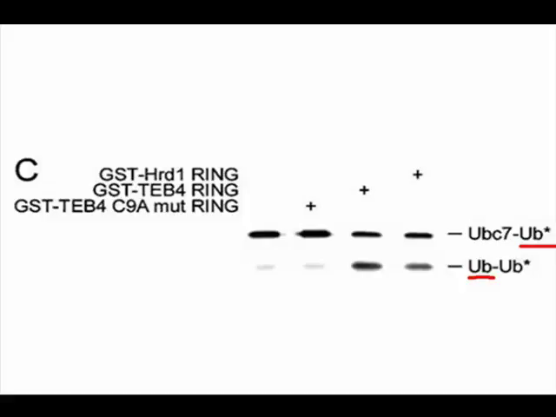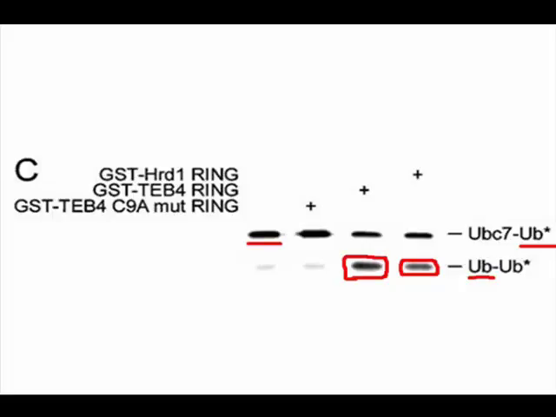The leftmost reaction shows a negative control with no ring domain, showing that the majority of the fluorescently labeled ubiquitin resides with UBC7. The rightmost lane shows the positive control, where HRD1 ring, a previously proven E3 ligase, is used and is able to catalyze the transfer of the fluorescently labeled ubiquitin to the cold substrate. TEB4 wild type is also added in a separate reaction, which also shows transfer of the fluorescently labeled ubiquitin to the cold substrate, confirming the previous result that the TEB4 ring domain is necessary and sufficient for ligation activity.